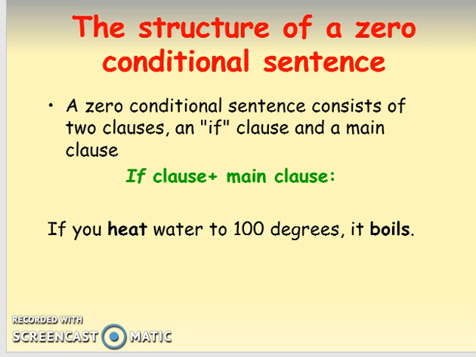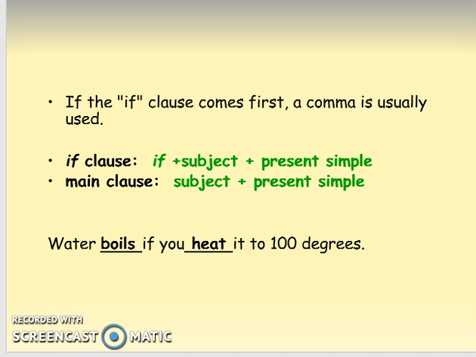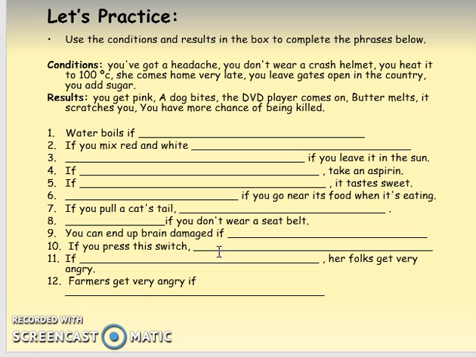So this is always the case in if clauses. They are composed of an if clause and a main clause. So let's look at this example. If you heat water to 100 degrees, it boils. So in the if clause, we used if plus subject plus the present simple. It's the same thing in the main clause. We used subject plus the present simple. As you can see here, water boils if you heat it to 100 degrees. Both verbs are actually conjugated in the simple present or the present simple.